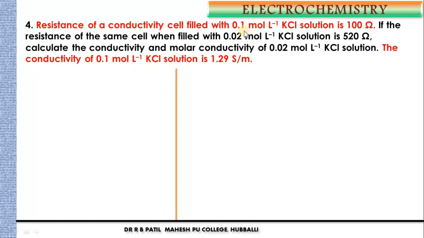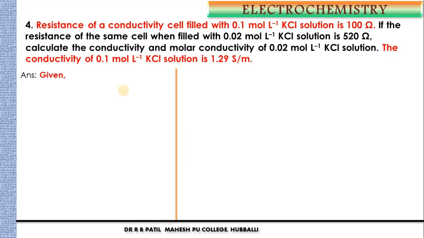See why this first part is given. By using the 0.1 molar KCl solution that has a resistance of 100 and conductivity 1.29, we have to calculate the cell constant L by A. Once I calculate the cell constant L by A, using resistance 520 ohm of the 0.02 molar solution, I can calculate its conductivity K, and once I calculate K for the same concentrated solution, I can calculate its molar conductivity lambda m. So let us solve this step by step.